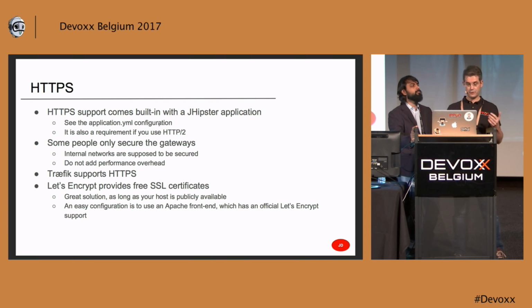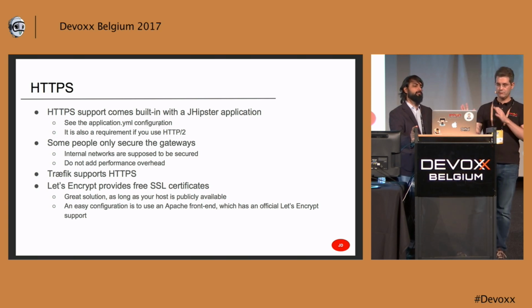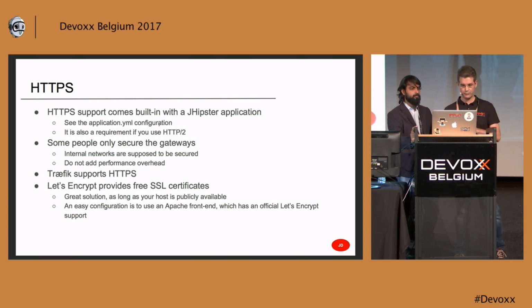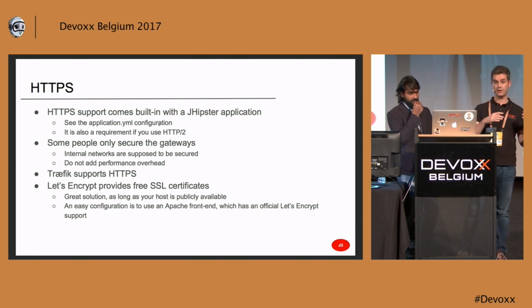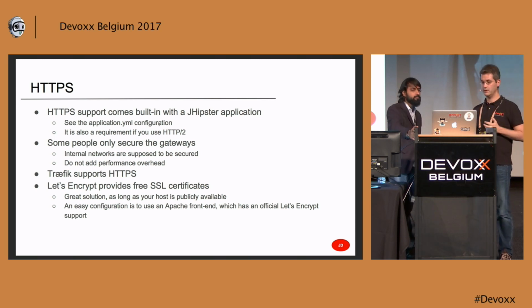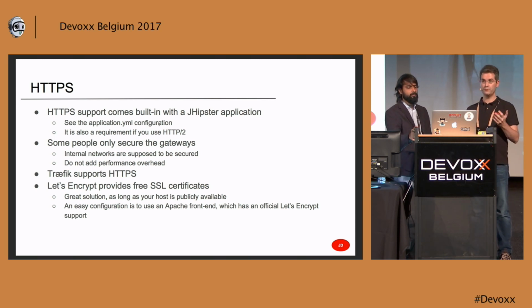So with HTTPS, we also have some other options than just securing it with Spring Boot. Some people, first of all, only secure gateways because they consider that the microservices are in your internal infrastructure, so should not be secured.